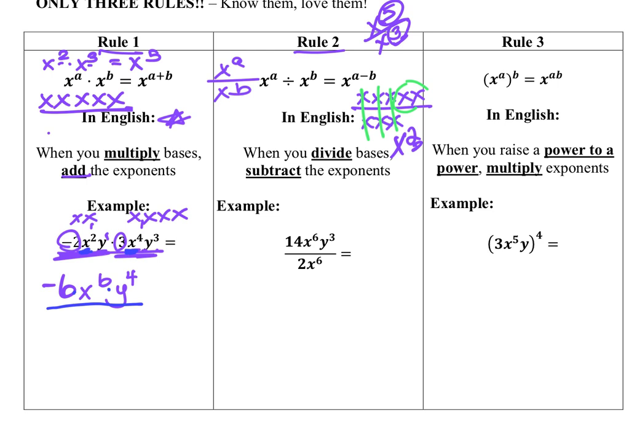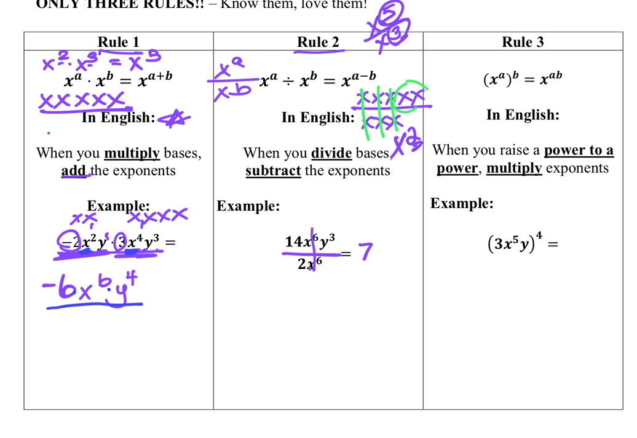Okay? So again, the 14 and the 2 here, that's just going to be dividing for this answer. They're not technically bases, they're just coefficients. So it's 14 divided by 2 is 7. And then we have x to the 6th divided by x to the 6th. Well, if you can recall, anything divided by itself is 1. So that's just going to be gone. It's 1.